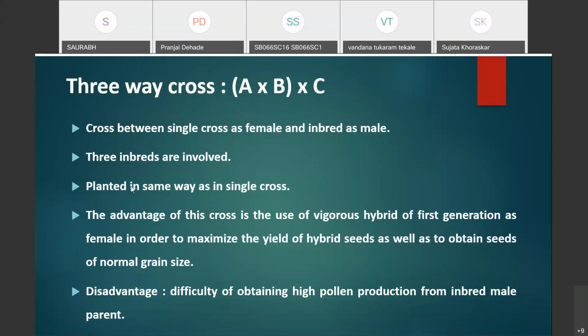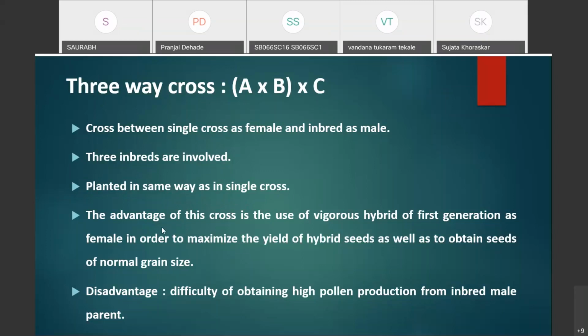The planting pattern in the three-way cross is the same as in the single cross. That is, the planting is made by sowing two rows of the female plant with one row of the male plant alternately, so that two-thirds of the field produces the hybrid seeds.